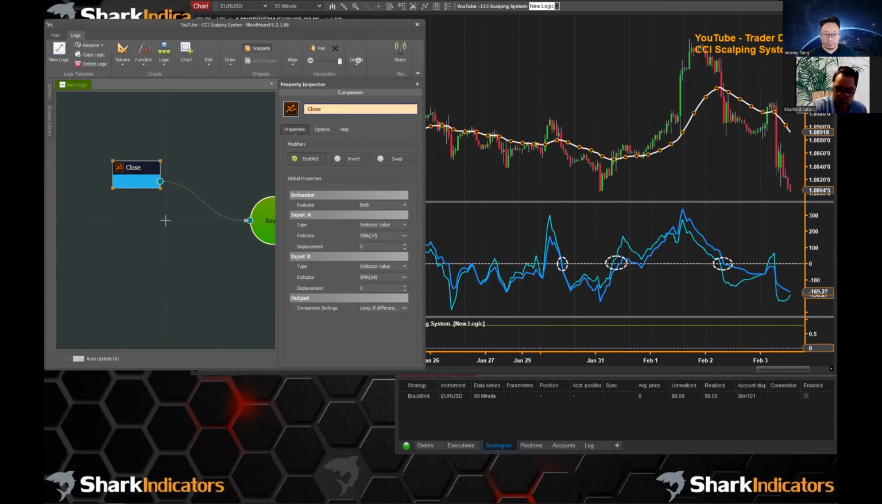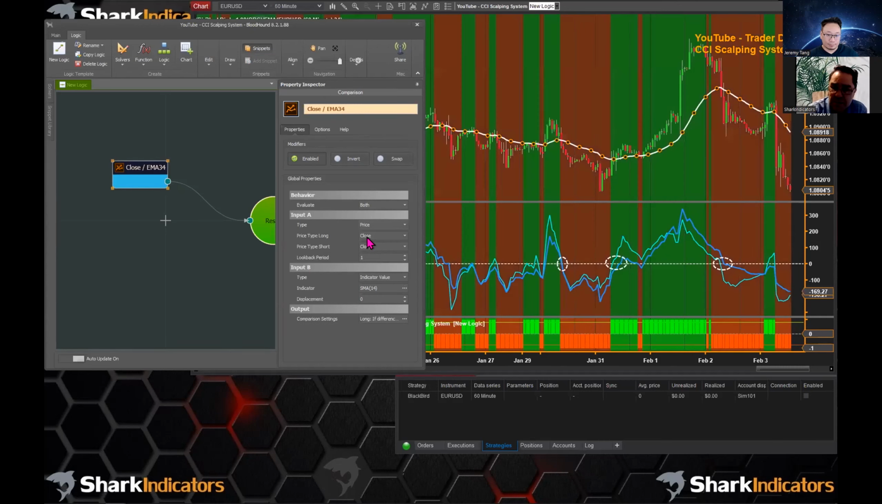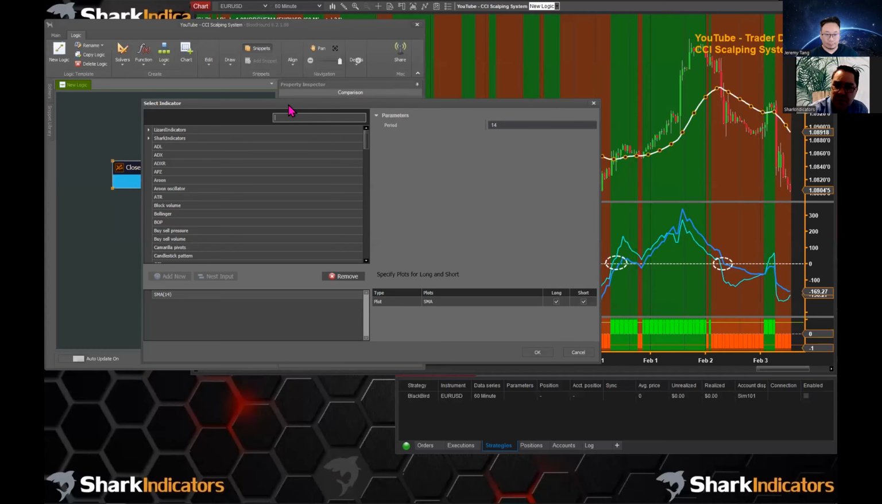I'm going to make the system as nice and tidy as possible, because we're going to make this available to download after the webinar. All right, so we're comparing the close of the bar to the EMA 34. So our first input is going to be price, and it's the closing price. And our second input is going to be the EMA. So let's open that up here.